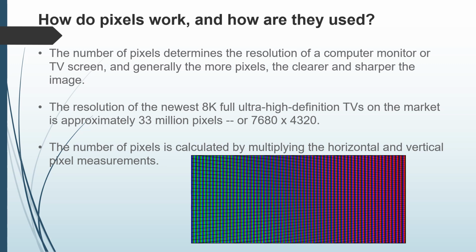It's normally shown as 1920 into 1080 or just as 1080p. The P stands for progressive scan. A 4K video resolution, for example, has 4 times more pixels than full high definition HD, and 8K has 16 times more pixels than 1080p.